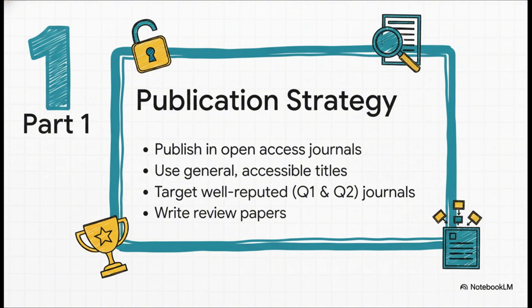Okay, part 1, publication strategy. A huge move is publishing in open access journals. Why? Because it gets rid of paywalls, making your work available to literally everyone. Another smart tactic? Use simple, general titles. Think like a search engine. Make it easy for people to find your papers. And of course, you want to target those top-tier Q1 and Q2 journals to get your work in front of a big, influential audience. And a fantastic long-term play is writing review papers. They often become the go-to resources in a field and just get cited for years and years.